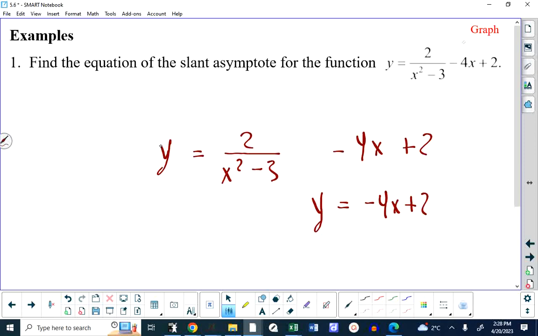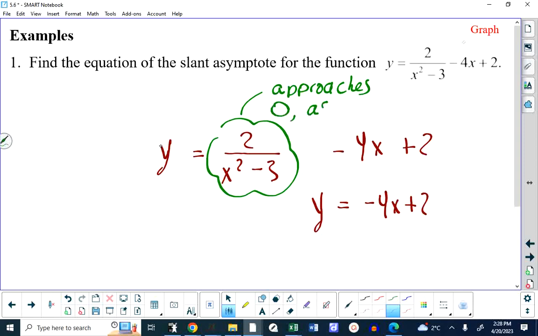Because this approaches 0 as x approaches infinity. And again, I don't want to spend class time today doing limits. How many of you see that this thing that I've got the green cloud around will approach 0? The limit as x approaches infinity of this is 0 because the degree on the top is smaller. Okay. That's it. That's all we have to do here.